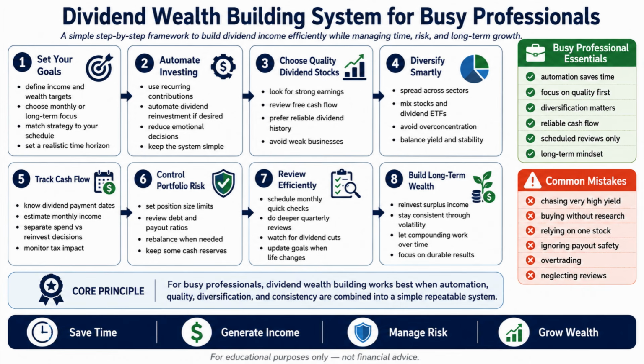Overall, a strong dividend wealth building system for busy professionals depends on automation, quality, diversification, reliable cash flow, scheduled reviews, and a long-term mindset. Meanwhile, common mistakes include chasing very high yields, buying without research, relying on one stock, ignoring payout safety, overtrading, and neglecting portfolio reviews.